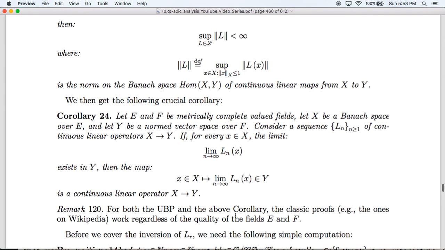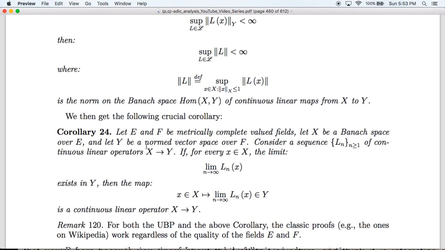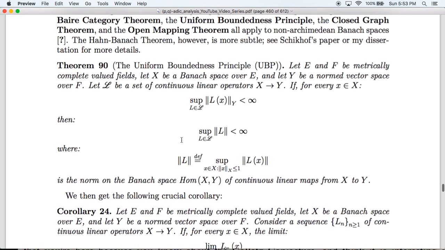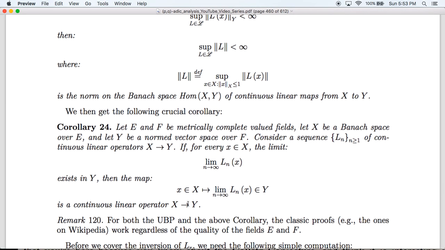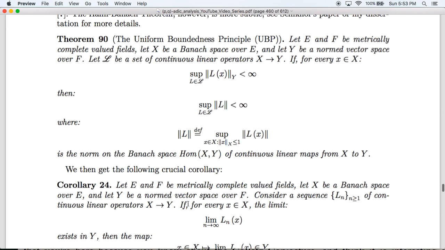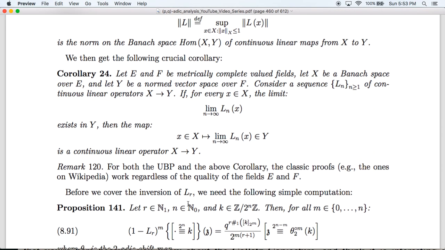From this, we then get the following crucial corollary. Let E and F be metrically complete valued fields, let X be a Banach space over E, and let Y be a normed vector space over F. If we have a sequence, Ln, of continuous linear operators from X to Y, such that the pointwise limit exists for every x, then the map which sends x to the pointwise limit is a continuous linear operator from X to Y. For both the uniform boundedness principle and this corollary, the classic proofs, such as the ones available on Wikipedia's article about the uniform boundedness principle, work independent of whether E and F are Archimedean or non-Archimedean.